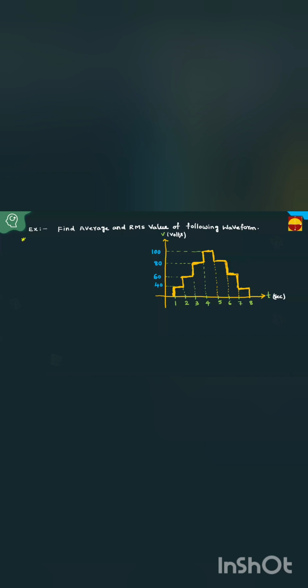This also I am leaving for you. Can you try for this? What are the average and RMS value of this waveform? Come on, do it.